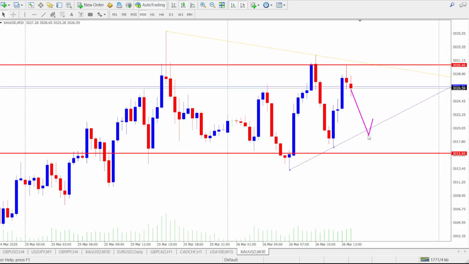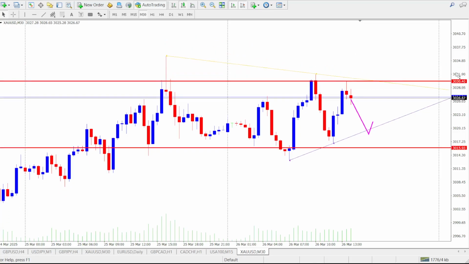All right, this is for a continuation. I just talked about the breakout strategy. The breakout strategy for a buy is when price breaks above the descending.